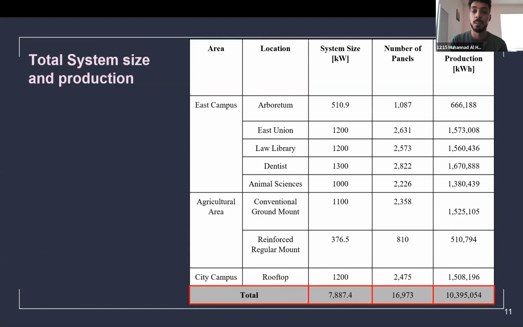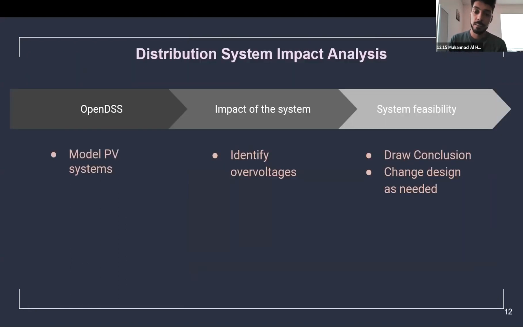10 gigawatt hours. Next, it was essential for our project to have an analysis of the distribution system of the university after installing our design. And to do that, we used OpenDSS and modeled our PV system on the software. Then we identified any overvoltages in the distribution system, and the voltage values of our system will allow us to draw a conclusion about our system feasibility and change it as needed.